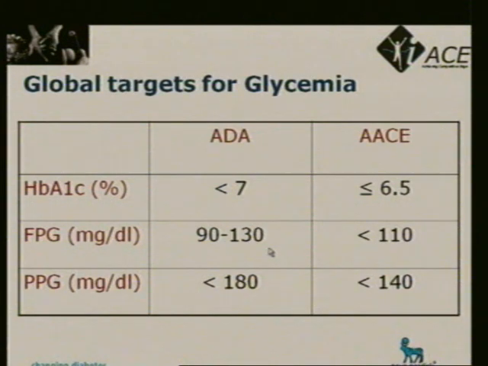Of course, it has to be tempered with the age of the patient and the presence of coexisting renal or hepatic abnormalities. And a postprandial blood glucose level of less than 180 as suggested by the ADA, and less than 140 as suggested by the American Association of Clinical Endocrinologists. So these are the targets for blood glucose control in any patient with type 2 or type 1 diabetes.